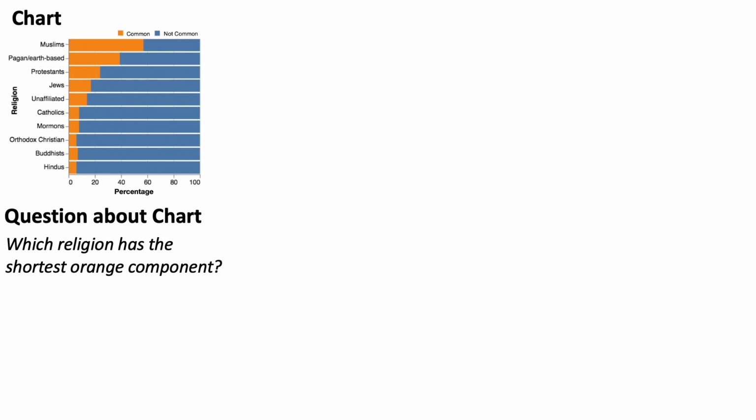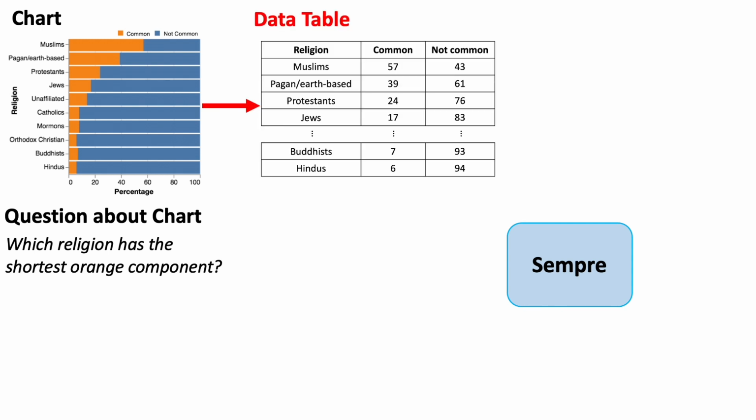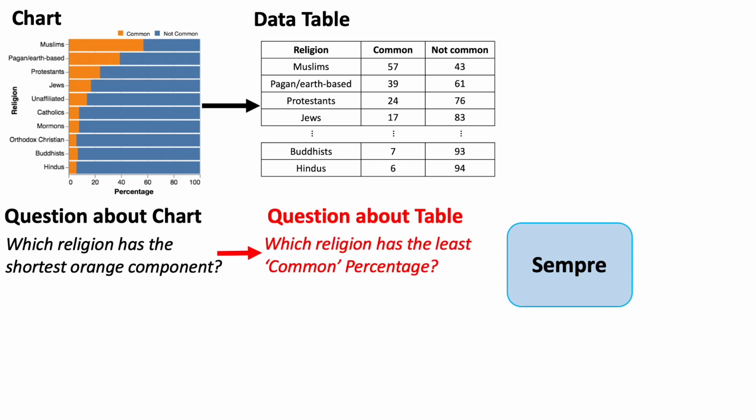In our pipeline, we start with a chart and a question about the chart. As an illustration, we will use the chart on religious extremism and the question, "which religion has the shortest orange component?" To make SEMPRE accept our input, we extract the underlying data in the chart and format it into a table, and convert the question about the chart into a question about this table. Here, our question is converted to "which religion has the least common percentage?" Notice that the question no longer has references to the visual elements of the chart, such as shortest and orange. For further details about this procedure, please refer to our paper.